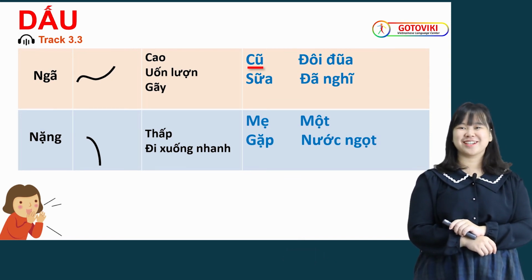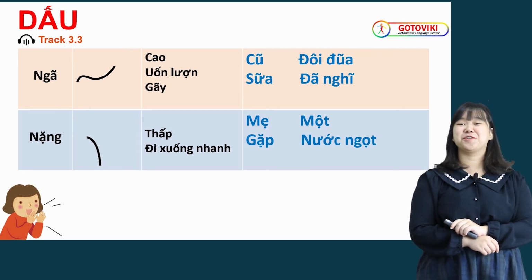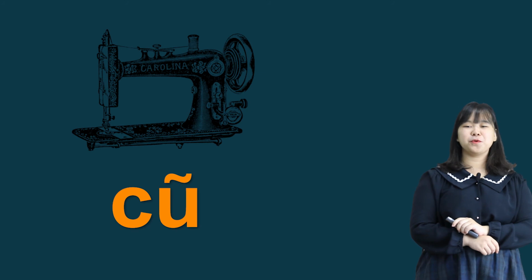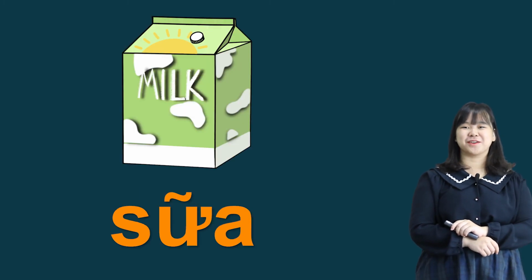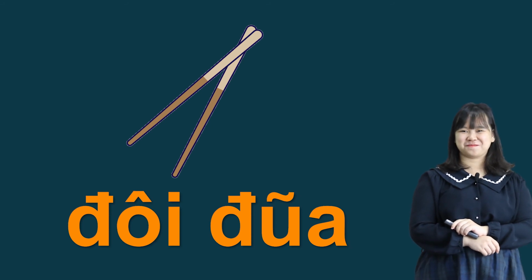And now, let's practice through some examples. Cũ, sữa, đôi đũa. Okay, with the meanings, we have cũ is old, but you only use cũ for objects, not people. Sữa is milk. Đôi đũa, a pair of chopsticks. Okay?